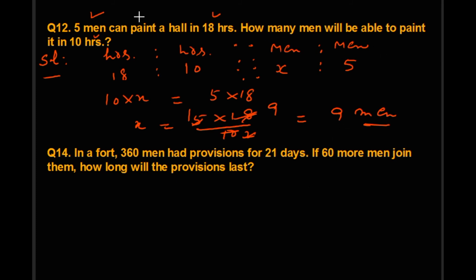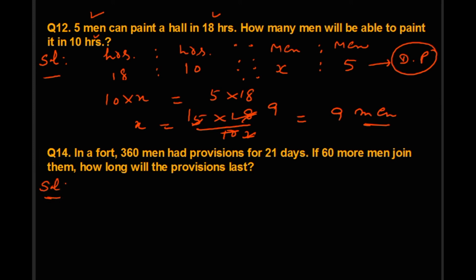Right? You have to keep one thing here in mind: less men, more hours; more men, less hours. Here it is directly proportional, I have told you in the start of this video, here direct proportion will come into the picture. Right?